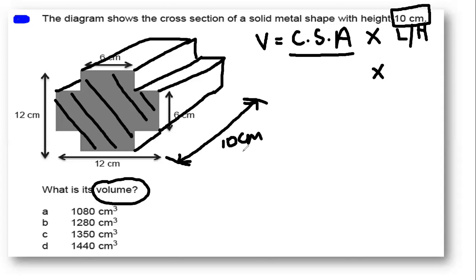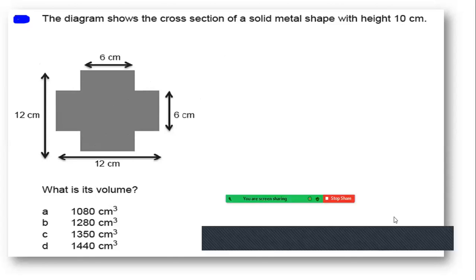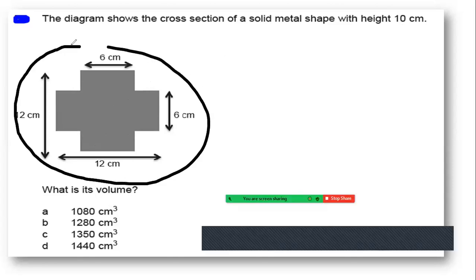All right. So it's not this height, as in like that. It could have been called length, but the 10 is actually right there. All right, so what we need to do is just find the area of this figure here.